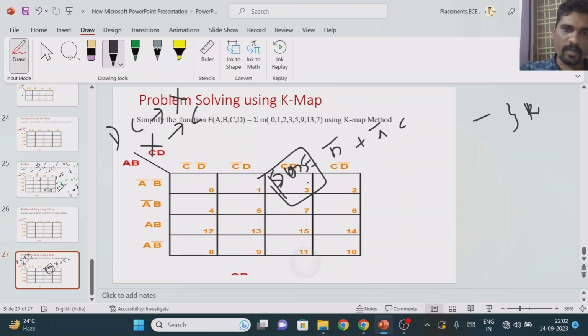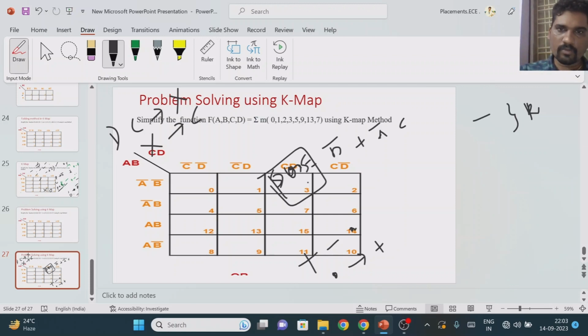Then one more: if you find the plus, you replace it with the product term. If you find the product term, you replace it with the sum term. Simple thing, guys. If you find a complement somewhere, you remove the complement. If you find a normal variable, you make it a complement. If you find the plus, you make it a product, meaning multiplication. If you find the multiplication, you make it a plus. Now see what will happen.